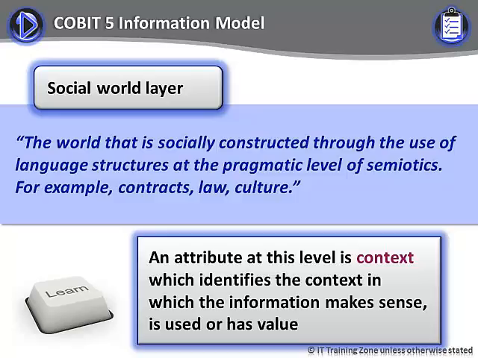The sixth and final layer of the information model is the social world layer. COBIT describes this as the world that is socially constructed through the use of language structures at the pragmatic level of semiotics. For example, contracts, law, culture. An example of an attribute at this level is context. This identifies the context in which the information makes sense, is used, or has value. For example, a process or organizational structure.